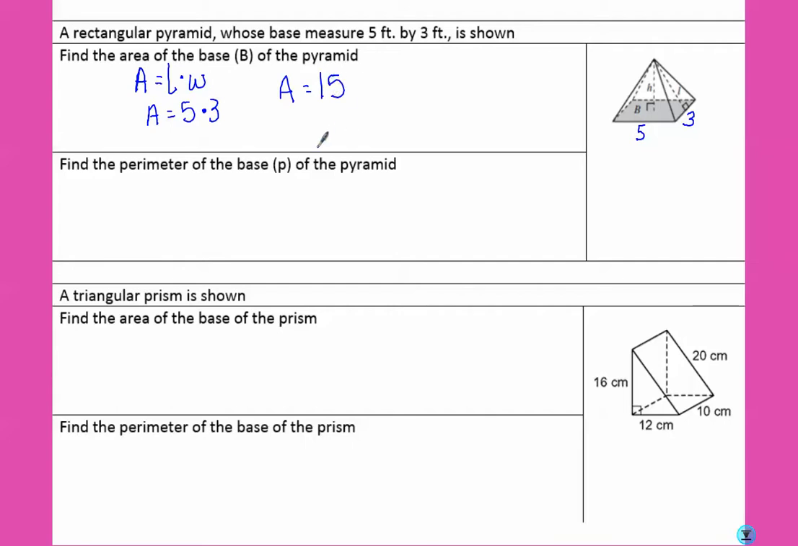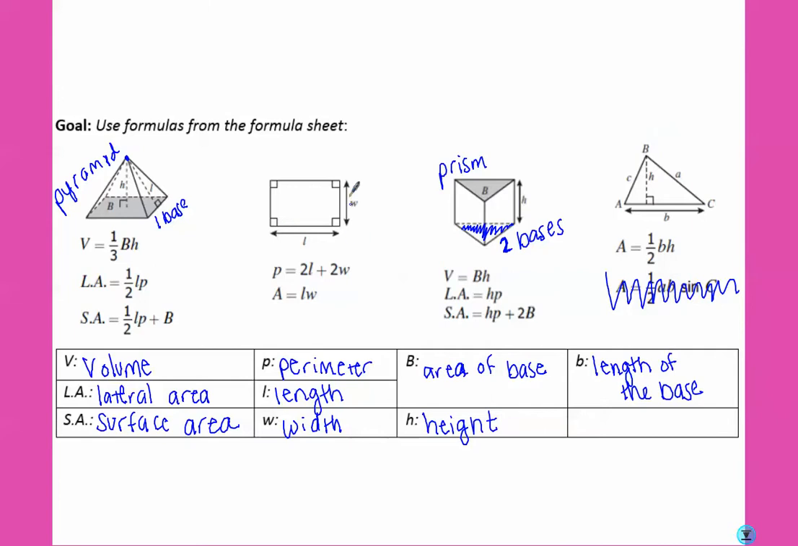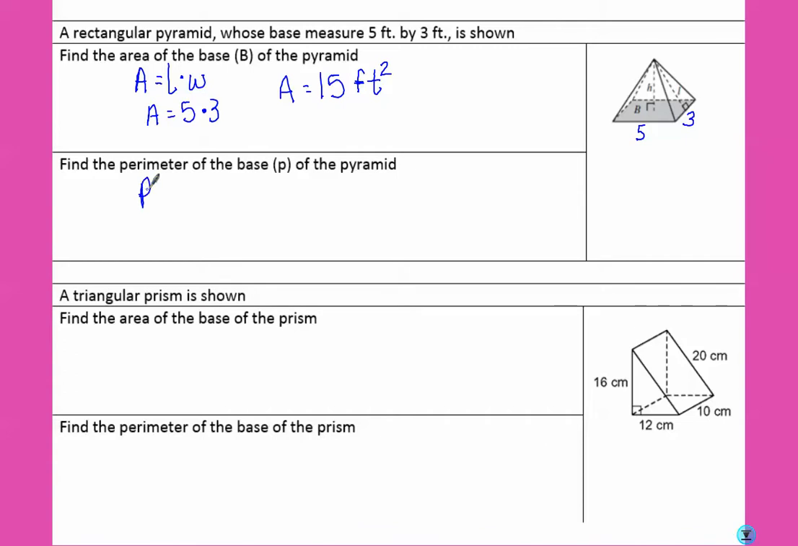We're always going to want to put units with our answers. So both of the sides were measured in feet. And then because it's area, we use 2 dimensions, so it's feet squared. Find the perimeter of the base of the pyramid. Again, because it's a rectangle, we use the formula for rectangle. Perimeter equals 2L plus 2W. P equals 2 times the length plus 2 times the width, which gives us a perimeter of 16, and perimeter is just 1 dimension, so it's 16 feet.